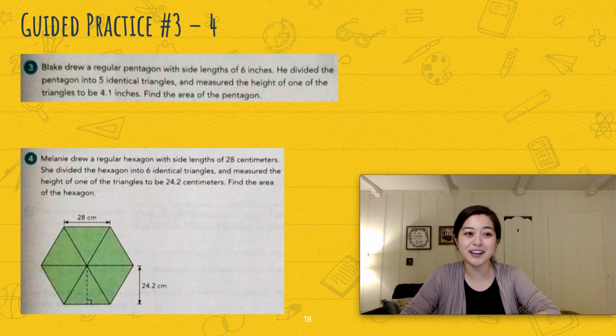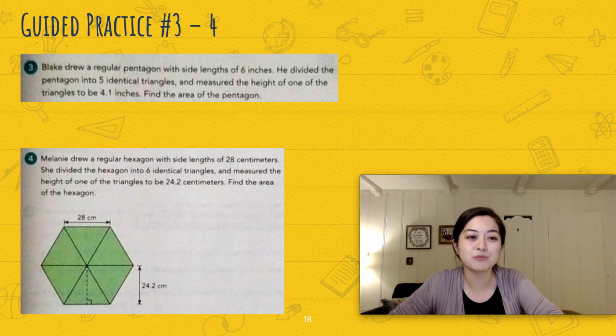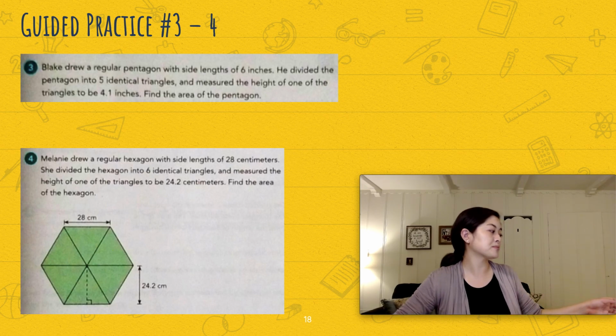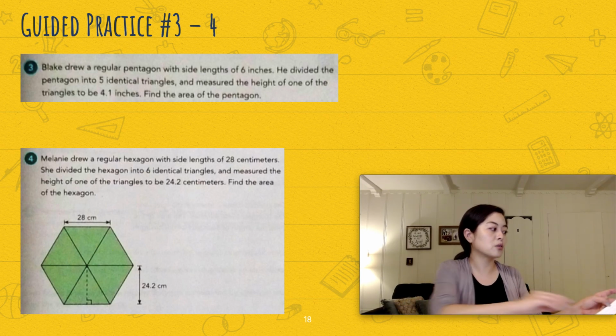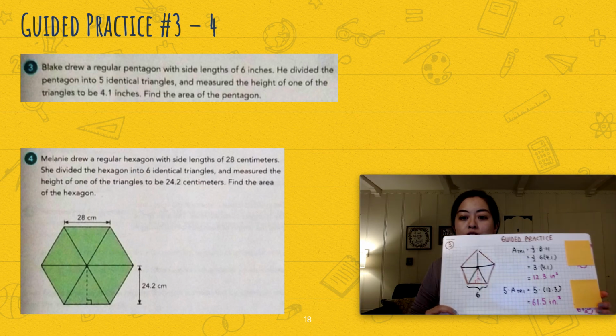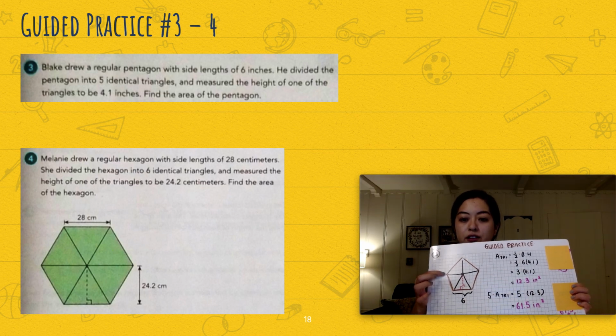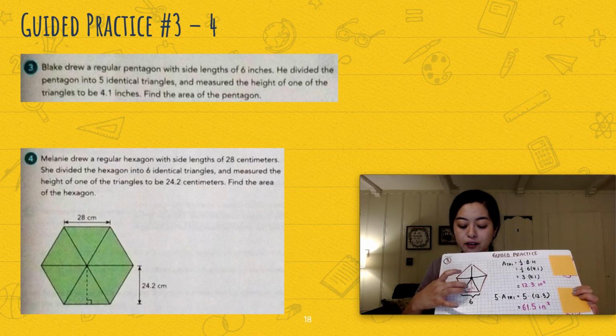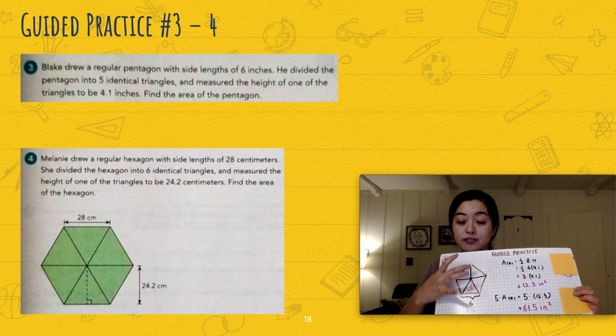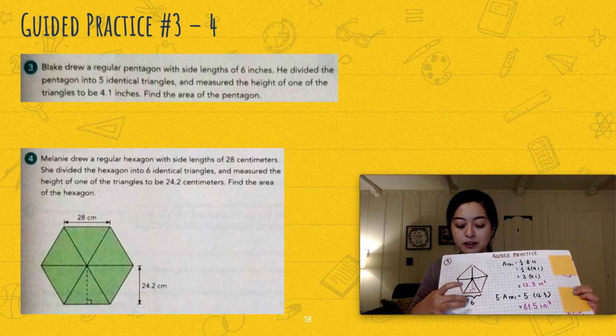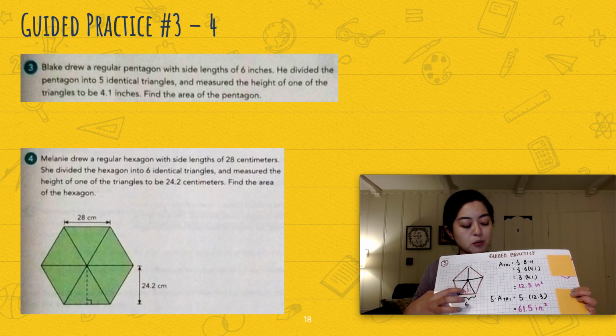All right, welcome back. Let's look at number 3. It says Blake drew a regular pentagon with side lengths of 6 inches. He divided the pentagon into 5 identical triangles and measured the height of one of the triangles to be 4.1 inches. Find the area of the pentagon. All right, so what I did was I first drew my pentagon over here, and there are 1, 2, 3, 4, 5 equal size triangles where my base is 6 and my height is 4.1.